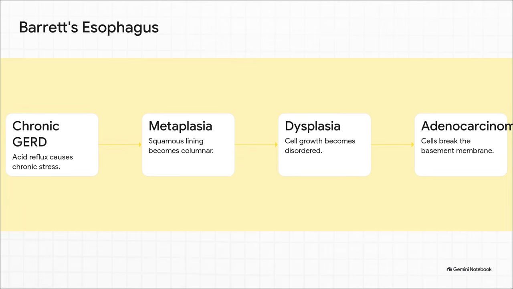Step 3, if that acid exposure just keeps going, the metaplasia becomes disordered and precancerous. Boom, there is our dysplasia. And finally, step 4, if left totally unchecked, those cells break through the basement membrane, resulting in full-blown esophageal adenocarcinoma. You just watched the entire cellular adaptation pathway play out right before your eyes in a perfect textbook clinical vignette.